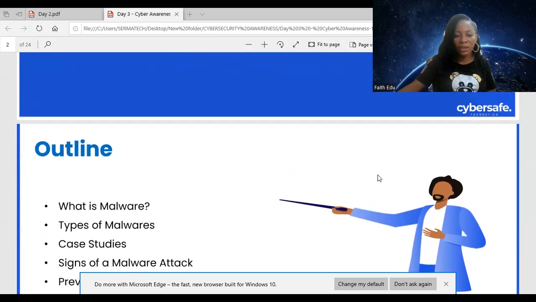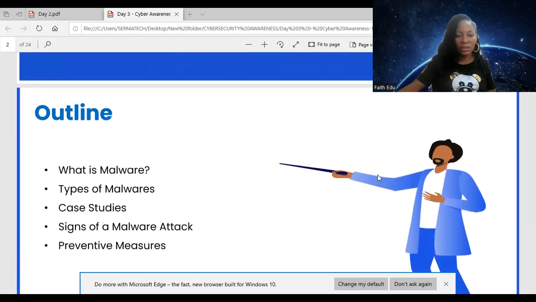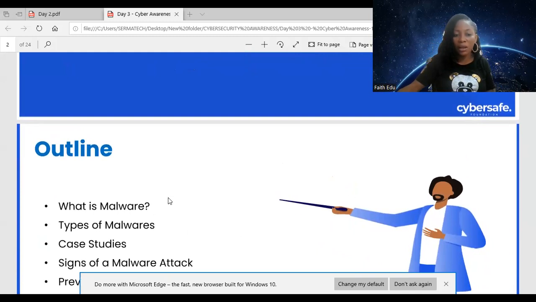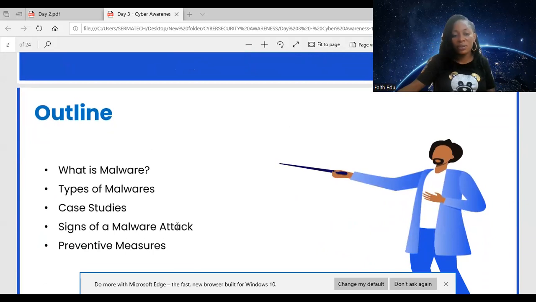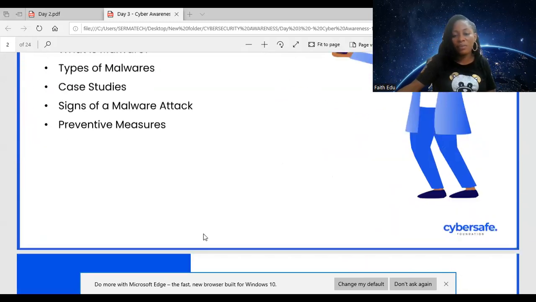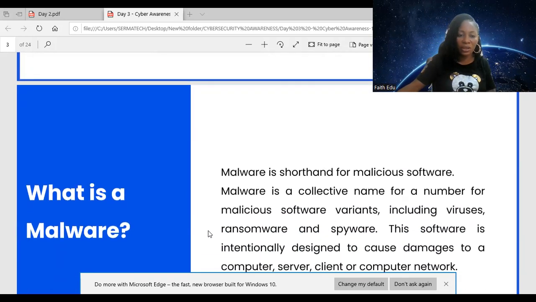The outline of the class for today's lesson is: 1. What is malware? 2. Types of malwares. 3. Case studies. 4. Signs of a malware attack. And 5. Preventive measures. So we'll just go straight to the class.